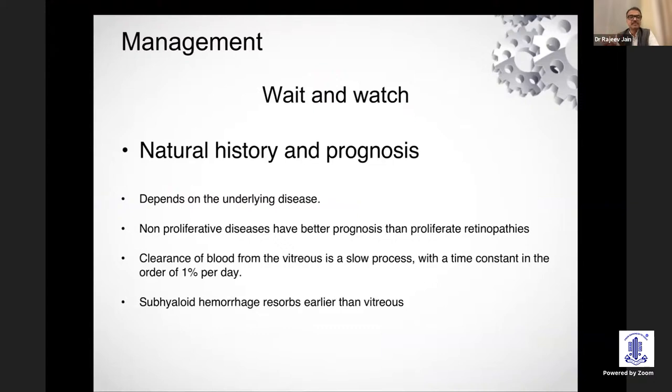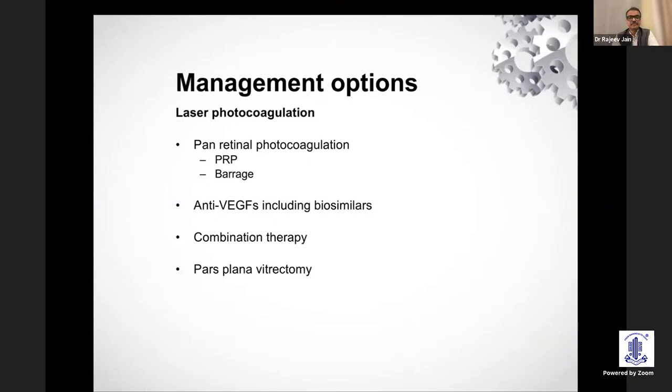The natural history is better and the prognosis is better. As all of us know, clearance of blood from the vitreous is a slow process with a time constant in the order of 1% per day. Subhaloid hemorrhages absorb earlier than vitreous hemorrhage because they are in direct touch with the retina.